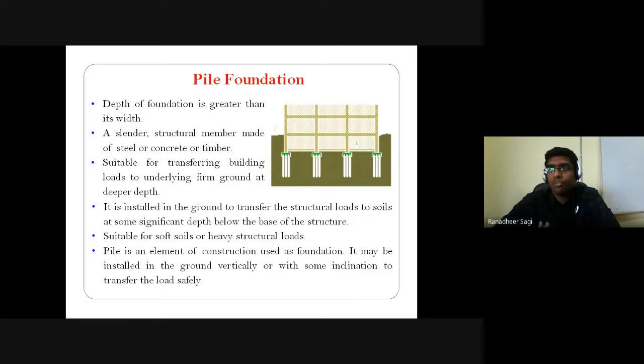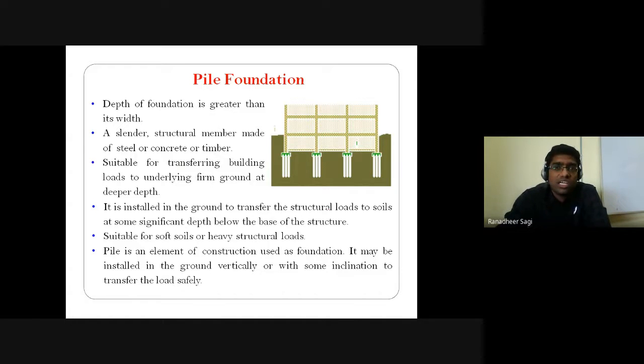Pile foundation is one such type of deep foundation. Whenever the depth of the foundation is greater than the width of the foundation, I'll typically call it a deep foundation. And particularly if the diameter of that particular deep foundation is less than around 1.5 meters or so, we typically call that the pile foundation. So pile foundation is called a slender structural member.